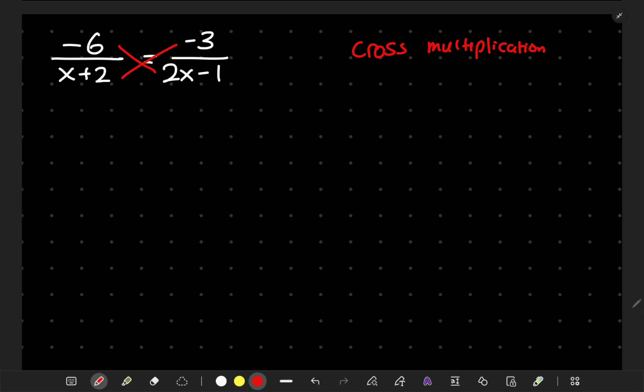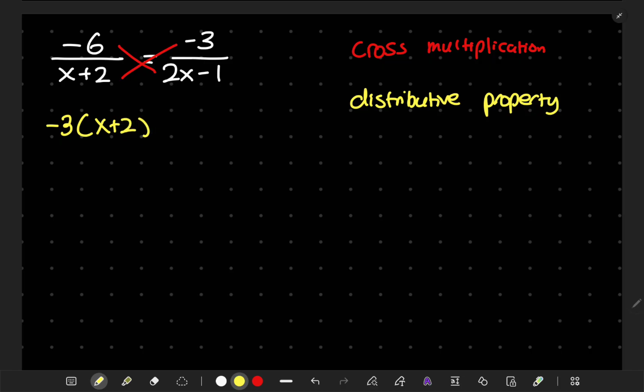But wait a minute. I noticed that I have this negative 3 times x plus 2. So I had to write it using this thing called distributive property. So if I'm trying to distribute, I have to remember what I have to do. Okay, so what I can do is I can just say negative 3 parentheses x plus 2, because that whole thing needs to be multiplied. Same with the other one, negative 6 times 2x minus 1. So I'm going to multiply those. I'm going to bring the arrows to say that means multiplication.